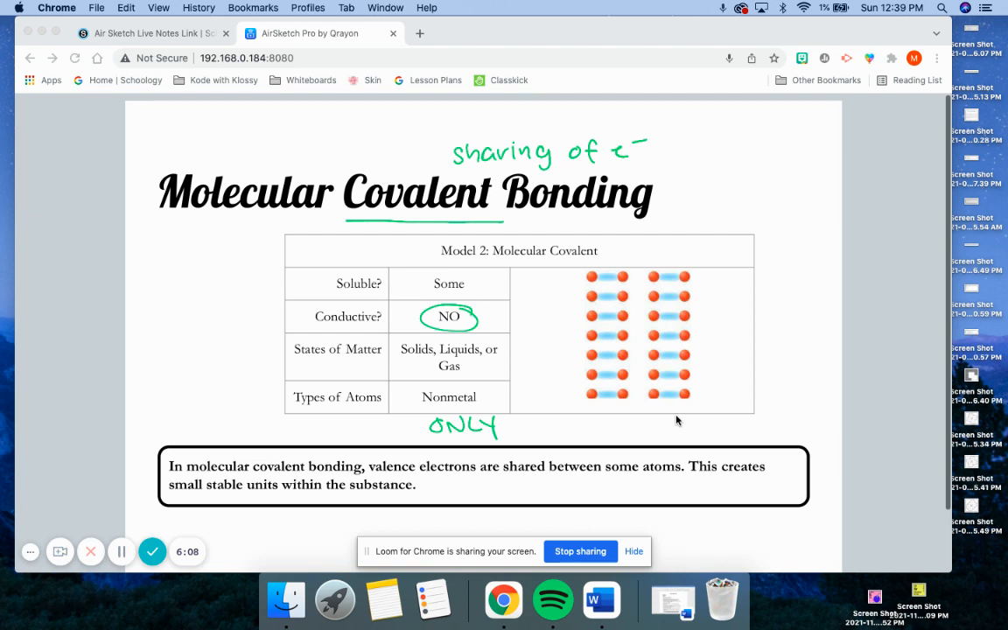Molecular covalent bonding is probably the type of bonding that you're most familiar with. Examples of substances that are bonded through molecular covalent bonding are H2O, water, and methane, CH4 gas.